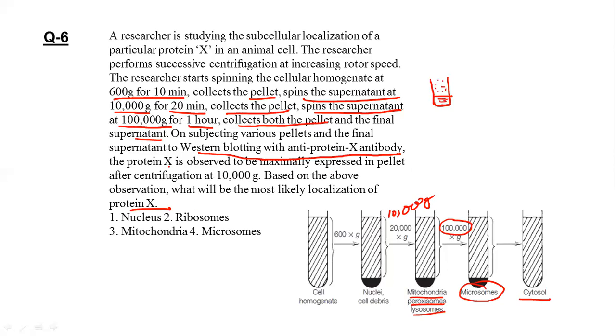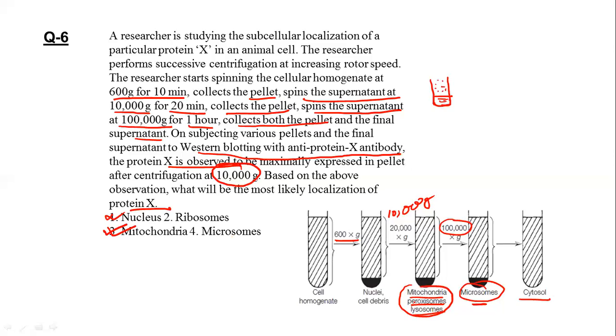And X is observed to be maximally expressed in the pellet after 10,000 G centrifugation. Now here, at 10,000 G centrifugation, you will get mitochondria, right? The nucleus is heavy, so it will come first, and only 600 G is necessary for the nucleus, so the nucleus is not possible here. Ribosomes will come after 1 lakh G, so ribosome is not possible. Microsomes also come at 1 lakh G, so mitochondria is the answer, right?